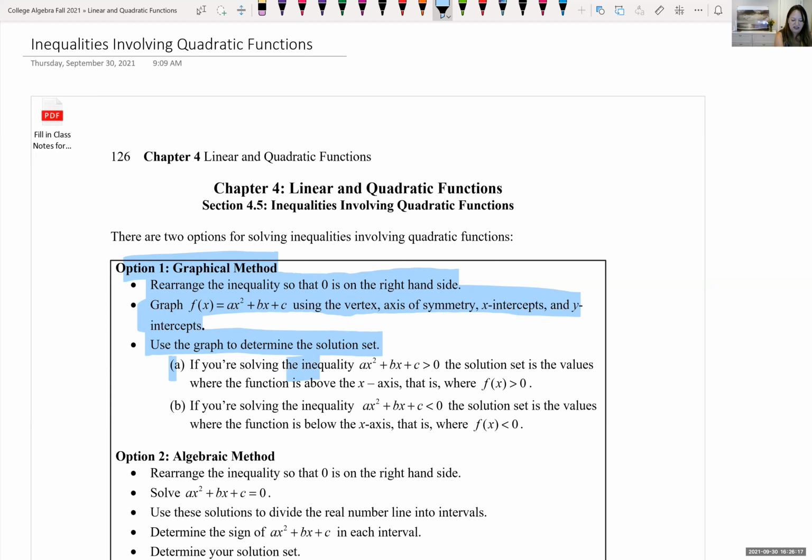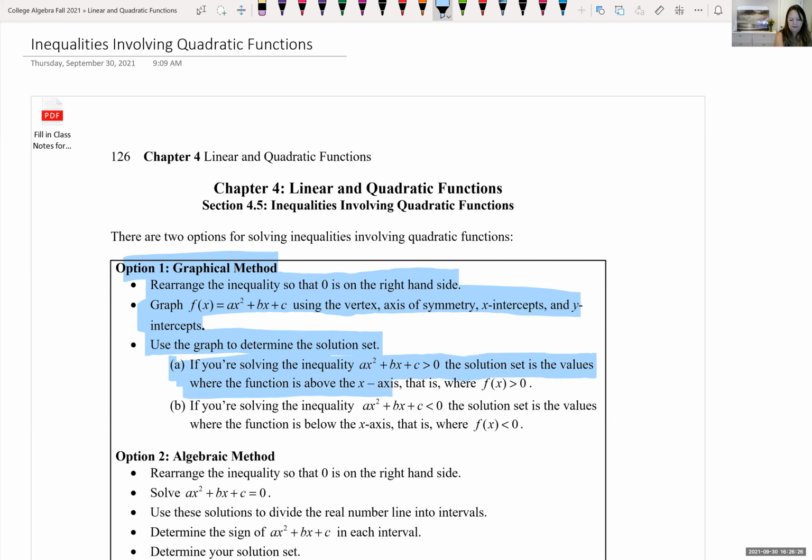If you're solving an inequality that has a greater than sign for that quadratic, the solution set is the values where your function is above the x-axis. That is where f of x is greater than 0, so your y values are positive on the graph. You're going to look at the x values that give you that.